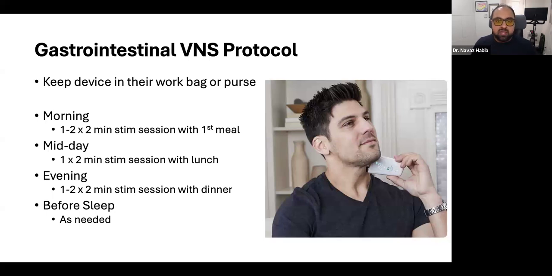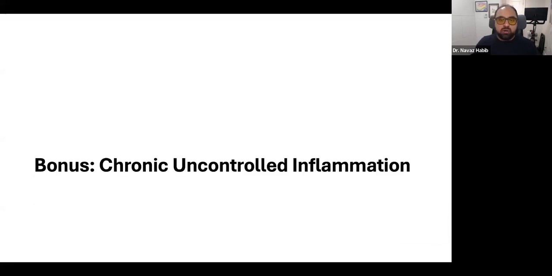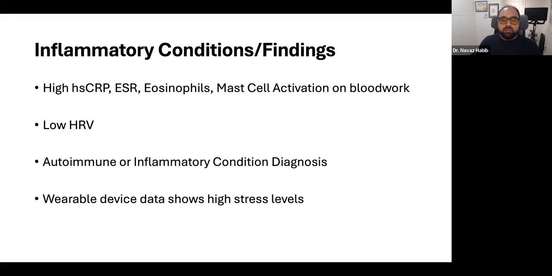There is a bonus here, and that is if you come across a patient that has chronic uncontrolled inflammation. These are often going to be people that have high hsCRP levels, ESR, mast cell activation, or high eosinophils on blood work, low HRV on wearable data, autoimmune or inflammatory condition diagnosis, and if their wearable device data shows high stress levels, high heart rate, inability to recover following stressors, or the inability to come down, this is a great time to consider utilizing VNS for inflammatory control.